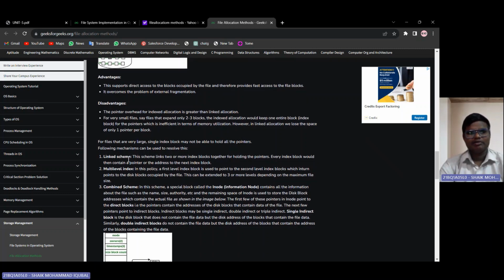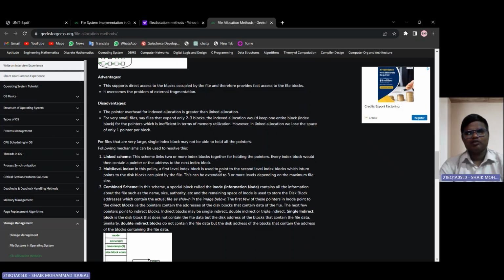Combined scheme. In this scheme, a specialized block called the inode, or information node, contains all the information about the file such as name, size, authority, etc. And the remaining space of the inode is used to store the disk block addresses which contain the actual file, as shown in the image below.